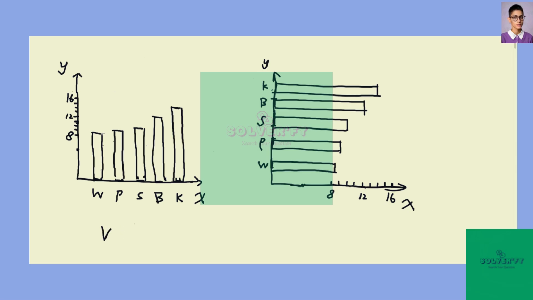Well, in order to make the graphs look vertical like these, we need the x-axis to be the categories of five companies, and I use abbreviations here. For example, W is for Wendy's, and K is for KFC, Kentucky Fried Chicken, and Y is number of sales measured in billions of dollars.